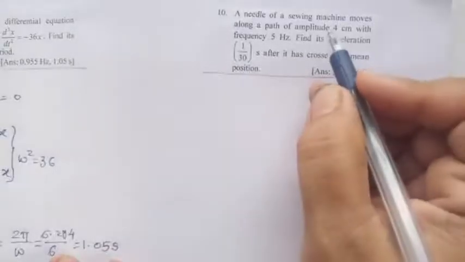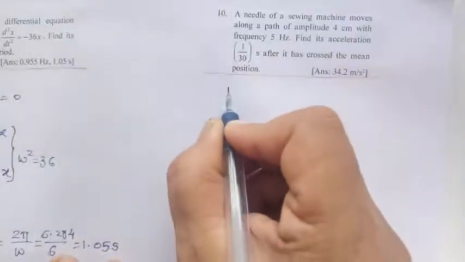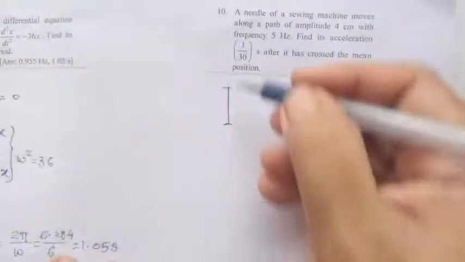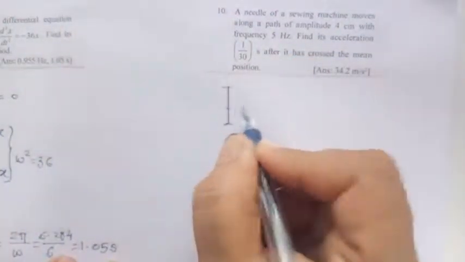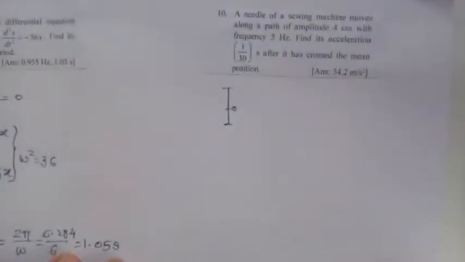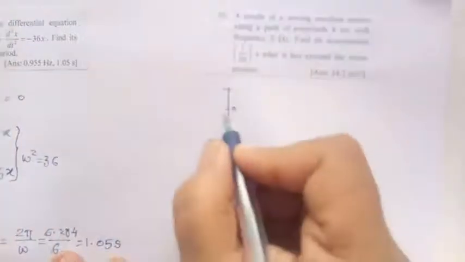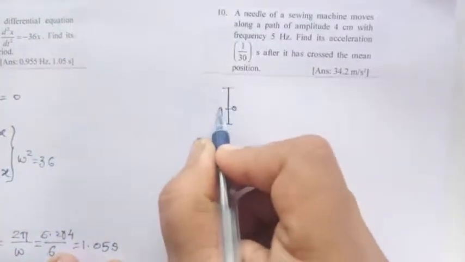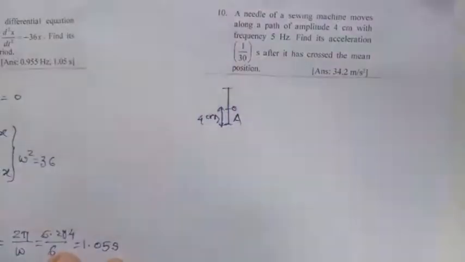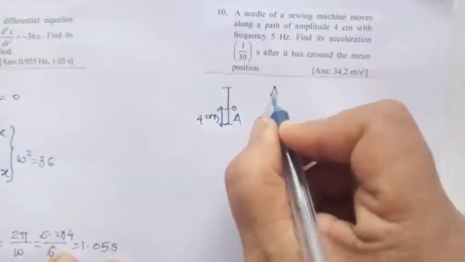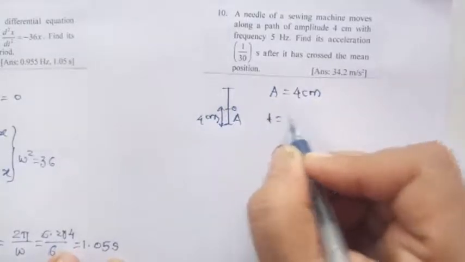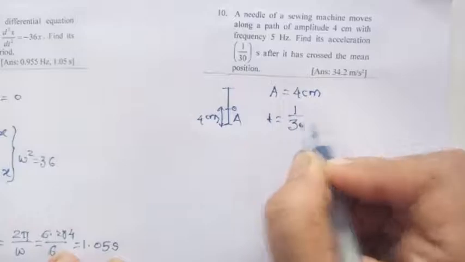See, sewing machine, the needle moves up and down along the same linear path. It performs the linear simple harmonic motion. Only the path is vertical. This is the supposed mean position. These two are the extreme positions. You are given that amplitude is 4 cm, that is the amplitude of SHM, and the time is 1/30 second.